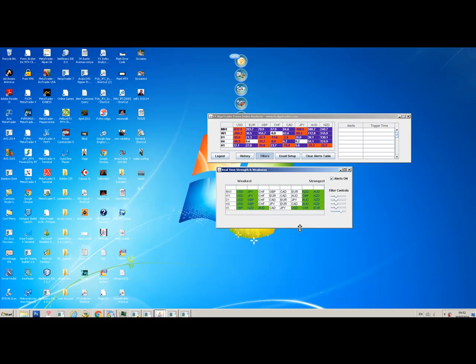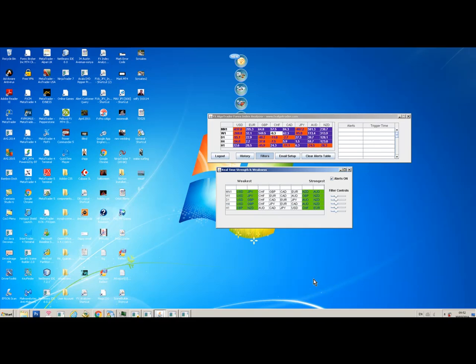So what will happen is if we get a currency which satisfies all of these conditions, i.e. that currency is in the green box for all the time frames, and in the same way a currency is in the weakest boxes for the weakest time frames, then you'll get an alert triggered.